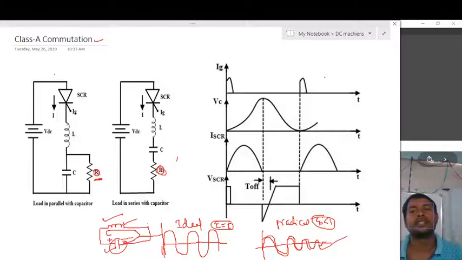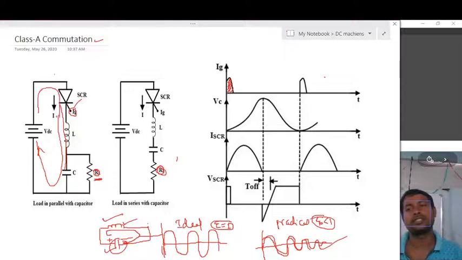So for example, the SCR is turned on, the gate pulse is given to the SCR. Like this, the gate pulse is given to the SCR, the SCR will be turned on, and current passes through the inductor and the capacitor in this way. This is the current direction.